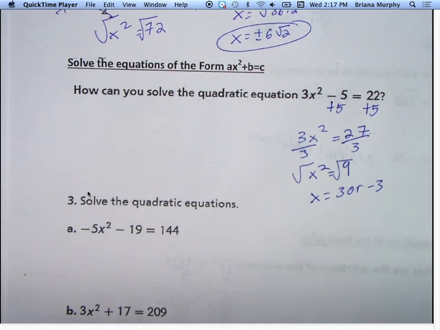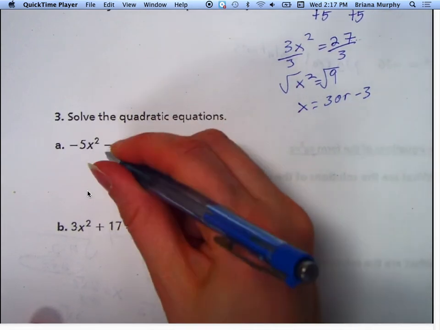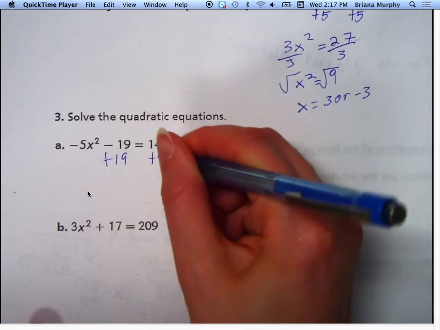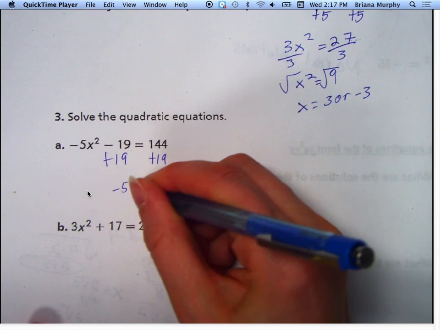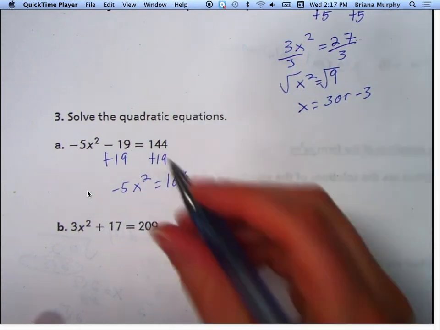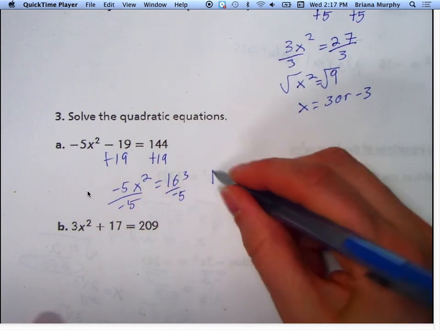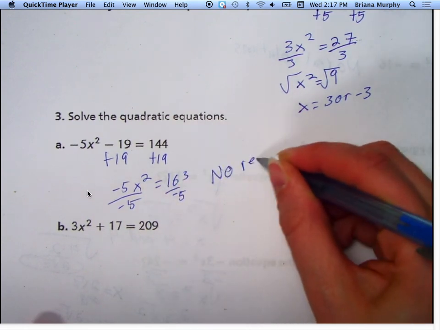Thank you. Okay. So the first thing we're gonna do is add 19 to both sides. So negative 5x squared equals 163. I'm gonna divide by negative 5, but then it makes it negative, so no real solutions.